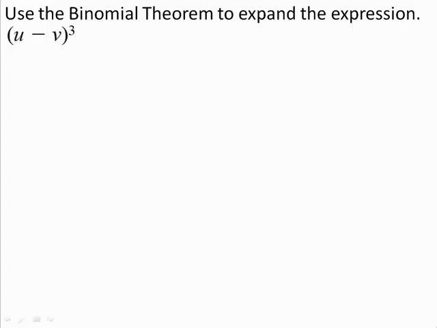Use the binomial theorem to expand the expression (u - v)^3. Start by finding the third row of Pascal's triangle. The third row is 1, 3, 3, 1. So the expansion is as follows.